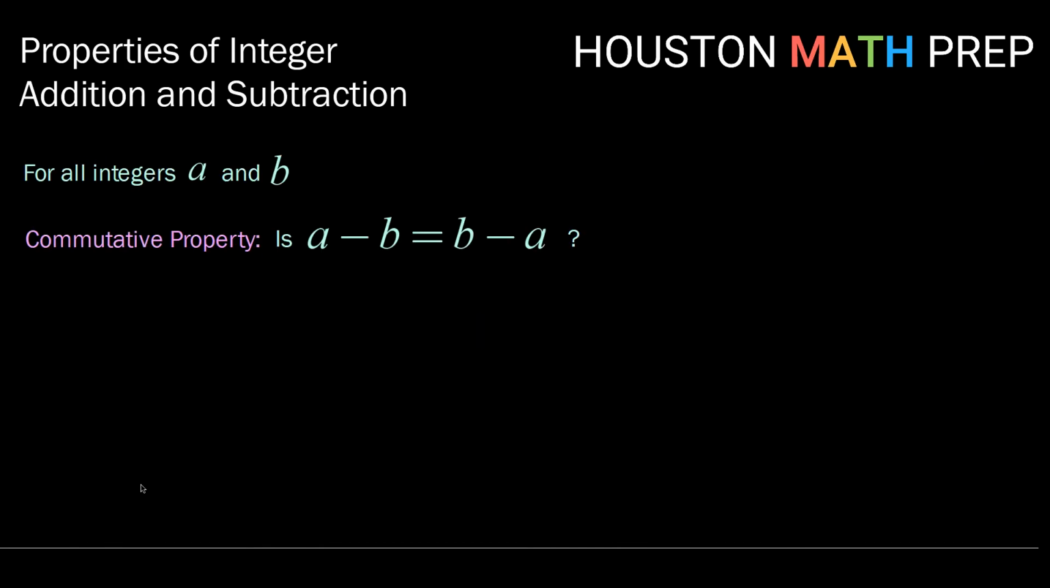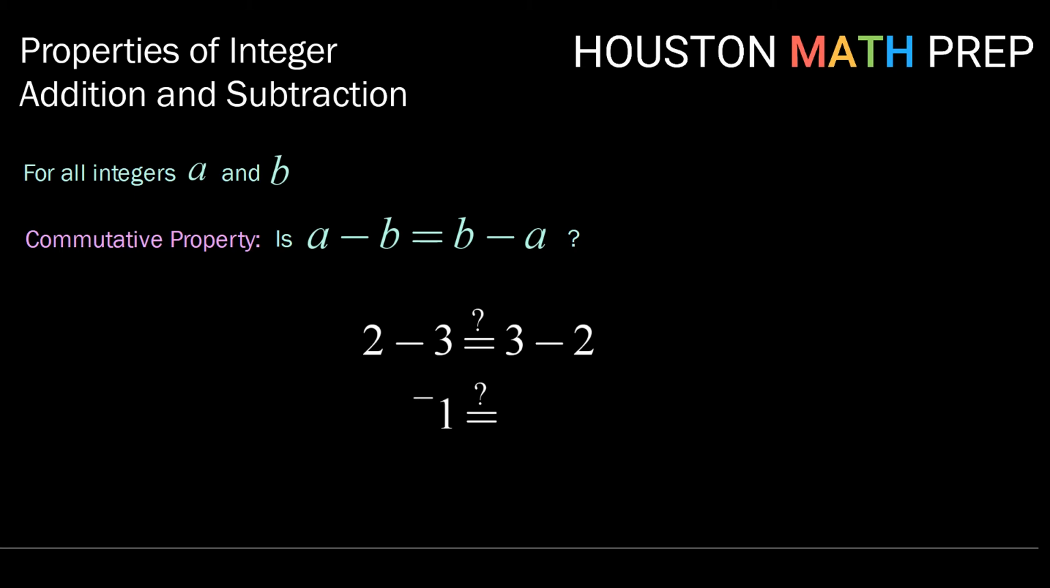What about the commutative property? Is a minus b equal to b minus a for all integers a and b? Well, let's just take two integers. How about 2 and 3? Is it true that 2 minus 3 is equal to 3 minus 2? Remember that if even one set of integers is not true for this, then the entire property is not true.